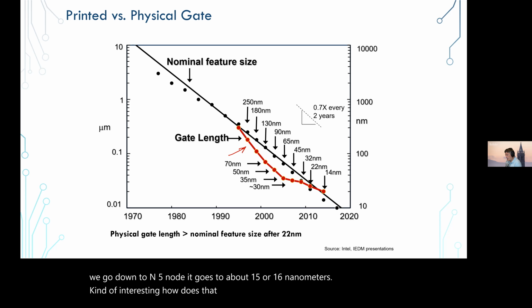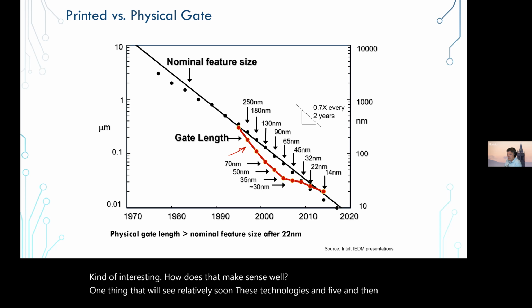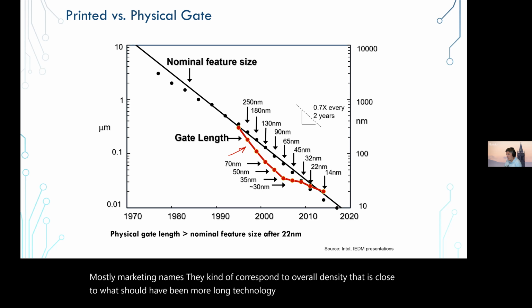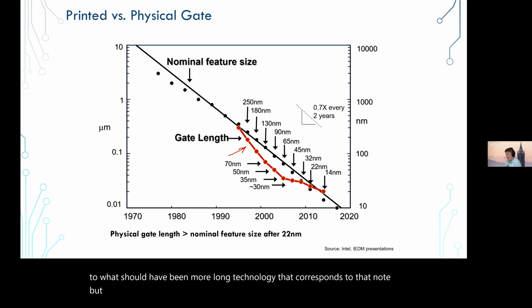Well, one thing that we'll see relatively soon, these technologies, N5 and N3 are mostly marketing names. They kind of correspond to overall density that is close to what should have been Moore's law technology that corresponds to that node, but not quite. We'll take a look at that in 2 weeks.